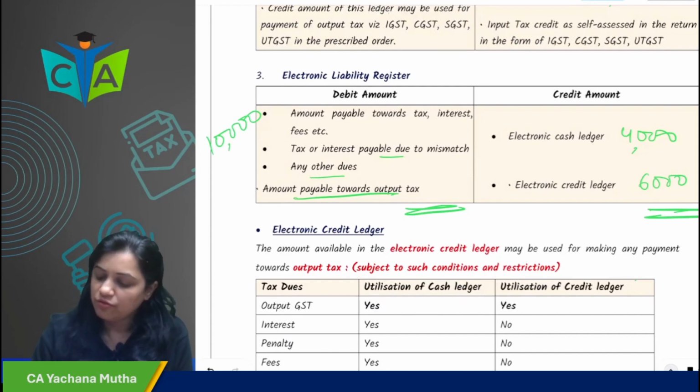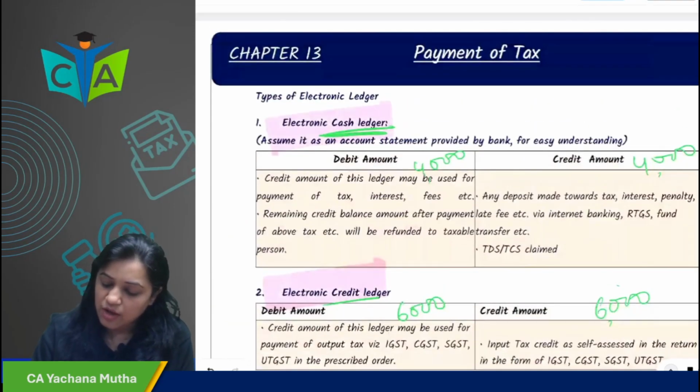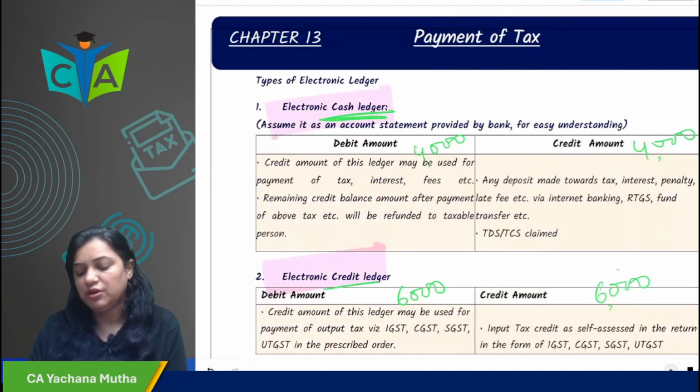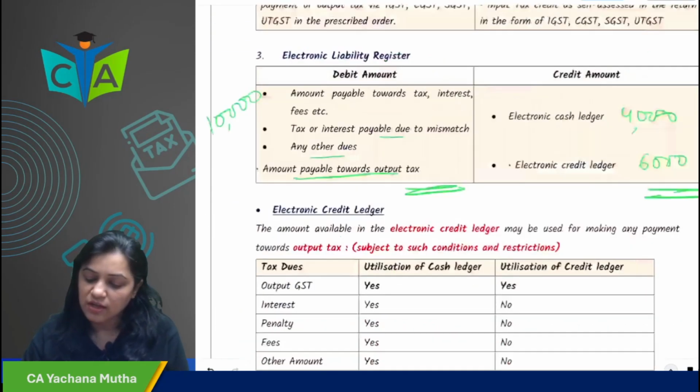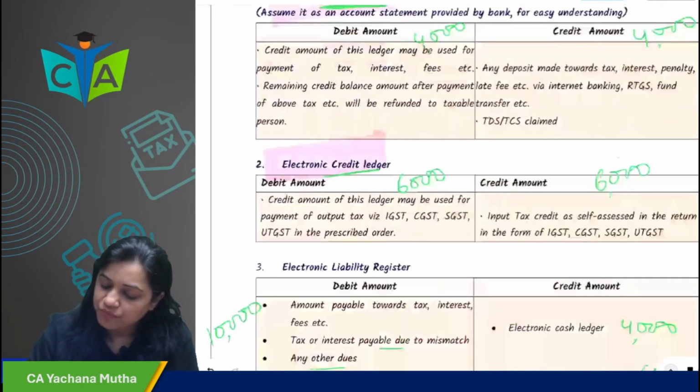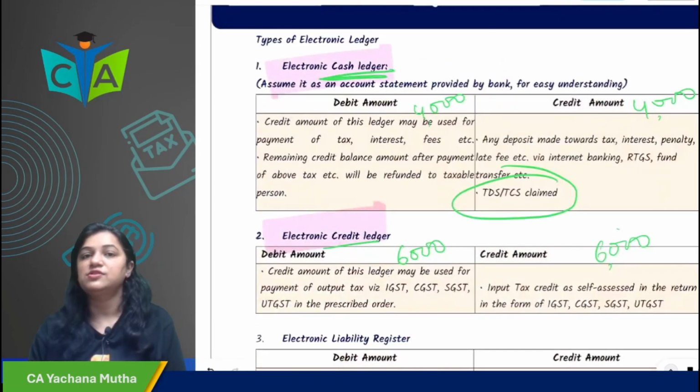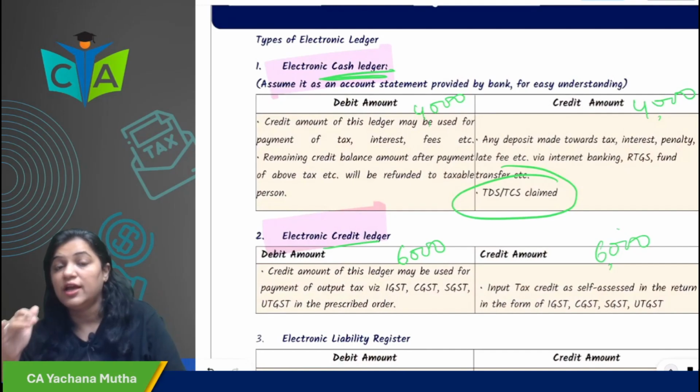Then you can file the return. Now if you have deposited excess amount in the electronic cash ledger, what will happen? Then it will carry over. So these are the three ledgers. Also the TDS TCS claim which we have discussed will be credited to your electronic cash ledger.